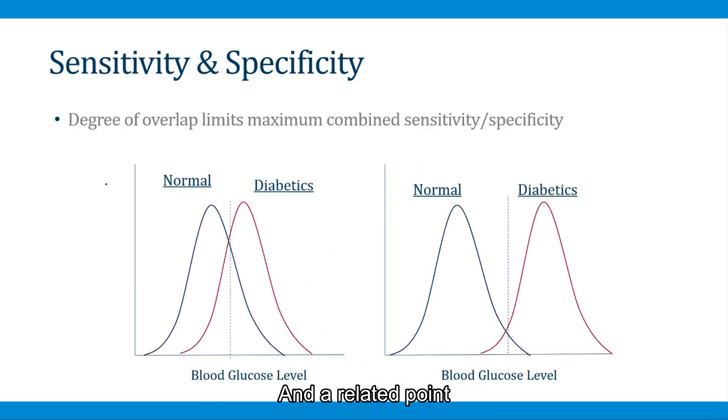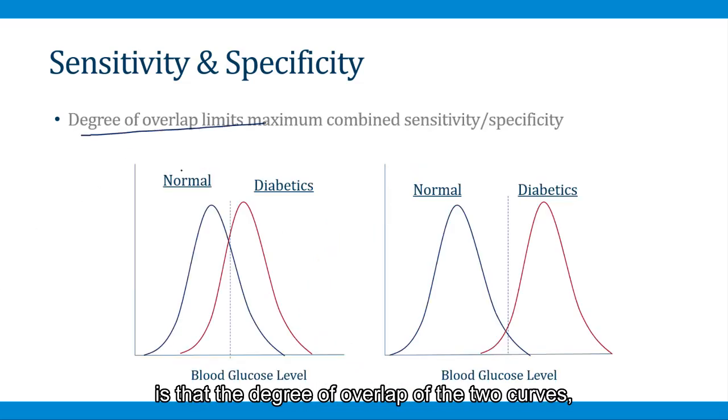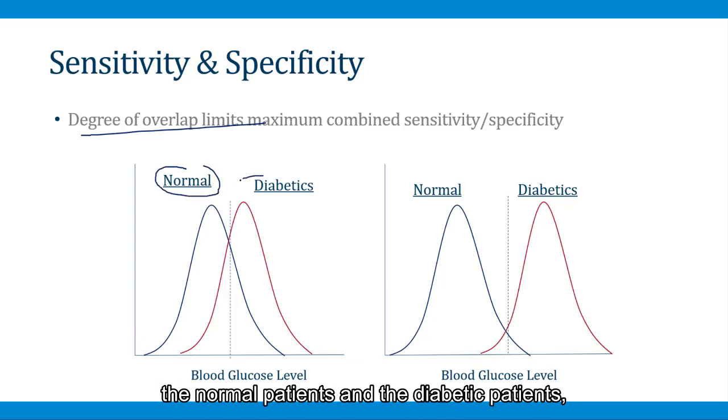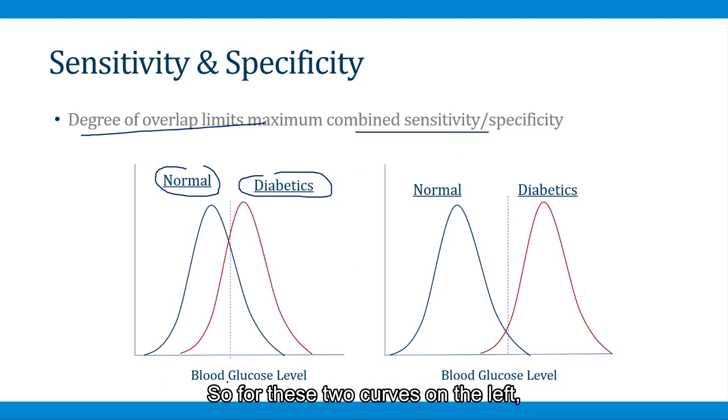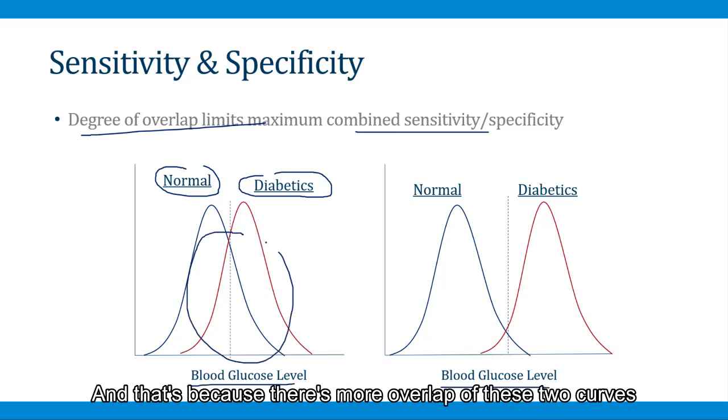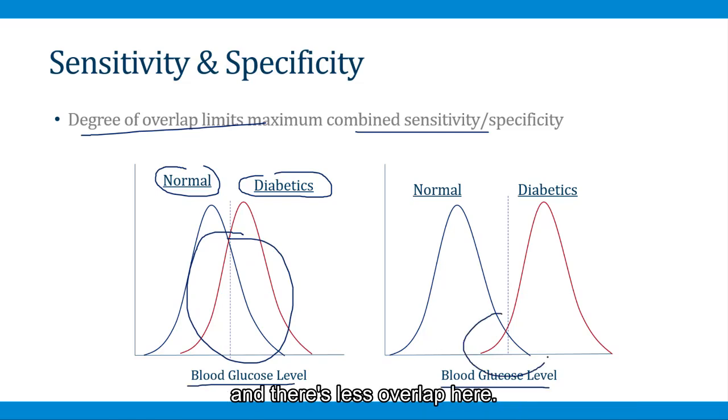And a related point is that the degree of overlap of the two curves, the normal patients and the diabetic patients, limits the combined sensitivity and specificity that you can achieve with a test. So for these two curves on the left, you're going to have a lower combined sensitivity and specificity compared to the two on the right. And that's because there's more overlap of these two curves and there's less overlap here.